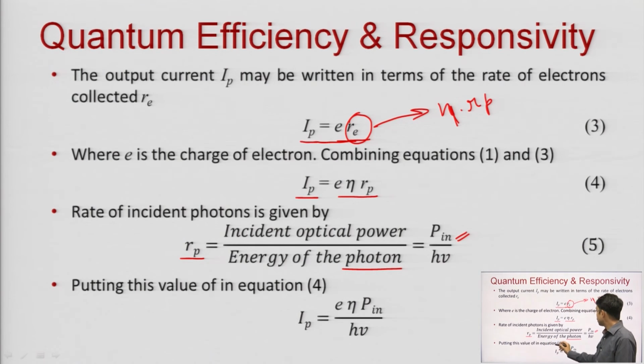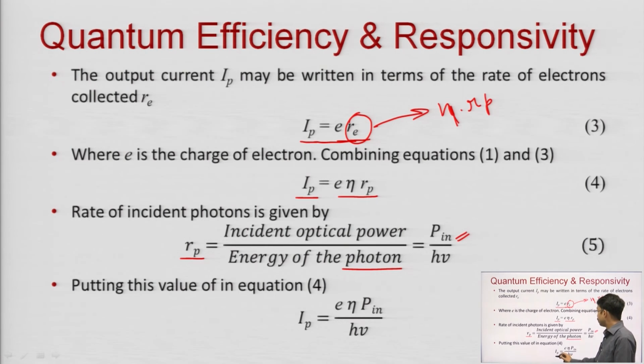So, we can put this value of Rp from equation 5 into equation 4. We have replaced this Rp by P in upon h nu. So, what is IP? IP is E eta P in upon h nu, right.